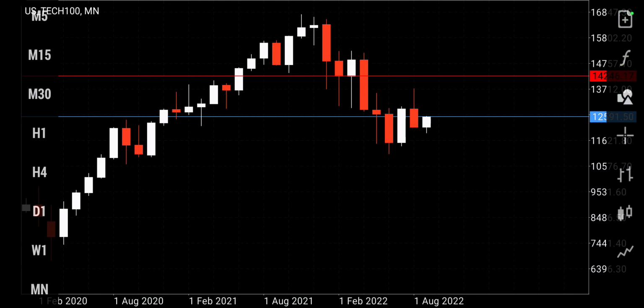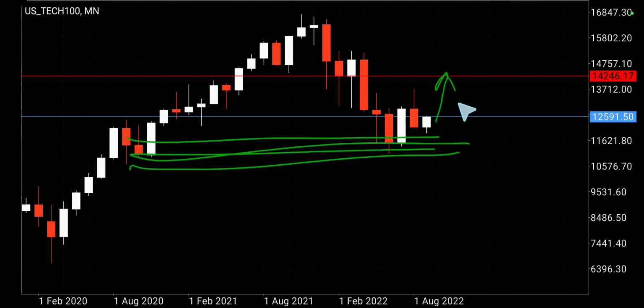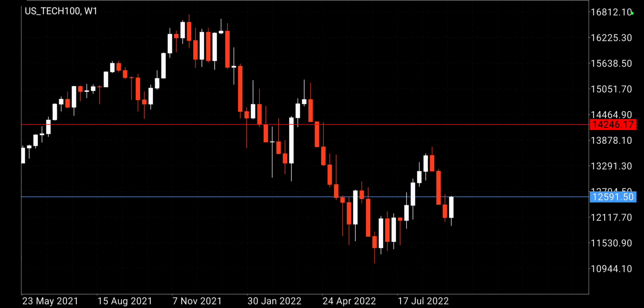So what you just need to take with you from this one is that you are still very much closer to your area of support, meaning you've got more space to go there than to come here. So let's now move down to weekly. So you still remember what we said here on this one.